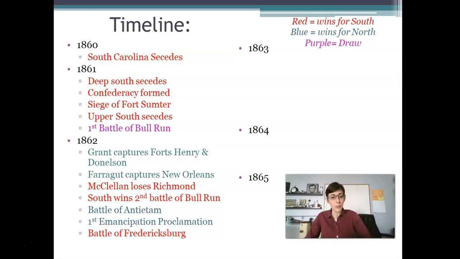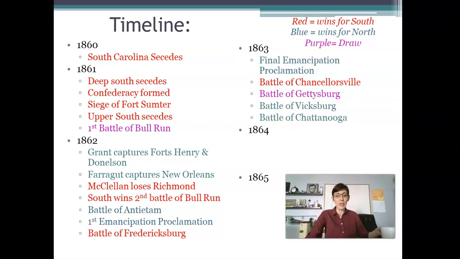You then have the Battle of Fredericksburg. So the end of 1862 sees the South, the Confederacy, coming back strong, and they end up winning the Battle of Fredericksburg. Now, you start to see things turn in 1863. And by 1864, that turn is complete. And it's basically a death march. So you have in 1863 the final Emancipation Proclamation given by Lincoln.